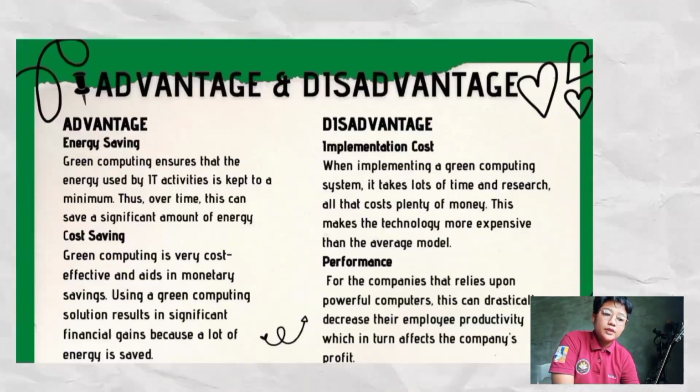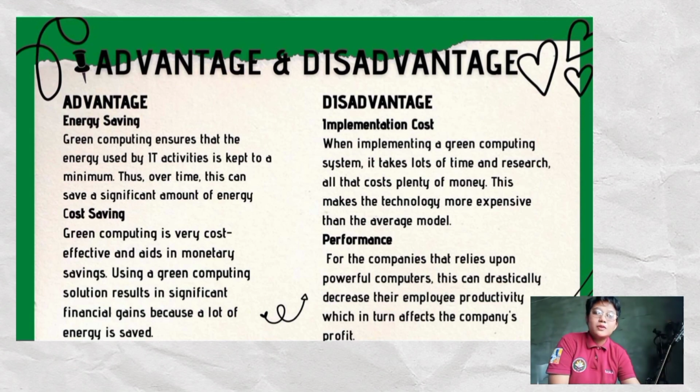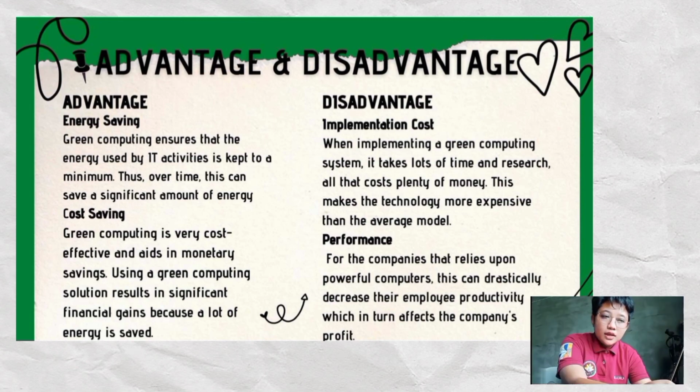First is implementation cost. It says that by implementing a green computing system, it can cost a lot of money and effort, so this makes the technology more expensive. Second is the performance. The performance of green computing is not that powerful because, for example, green computing machines may implement power settings that result in slower system performance than a user expects. That's why it can affect the company's profit.